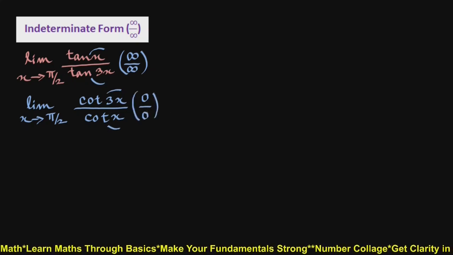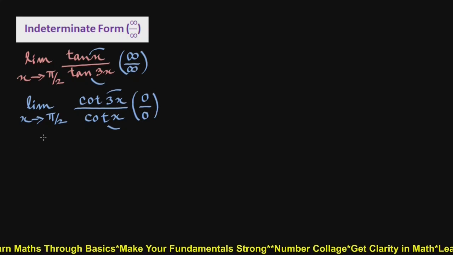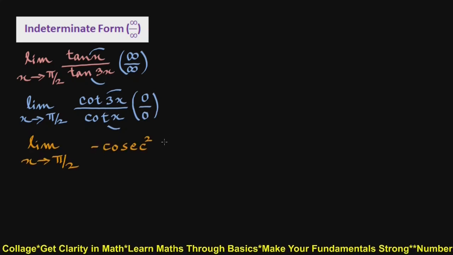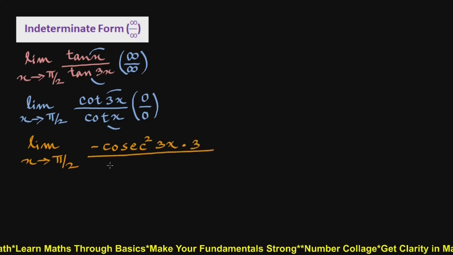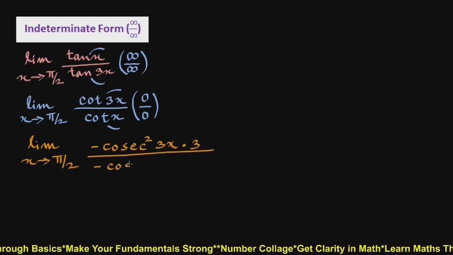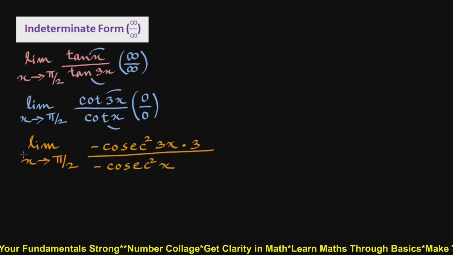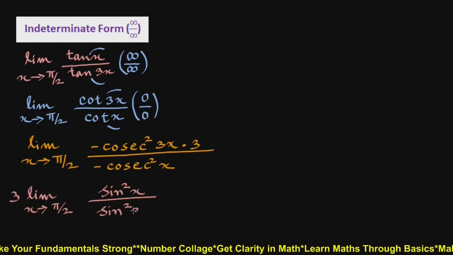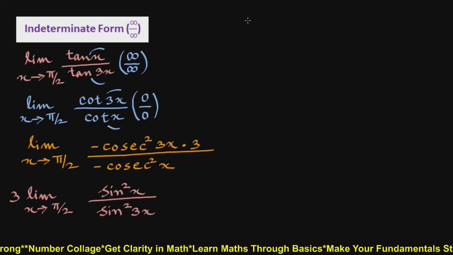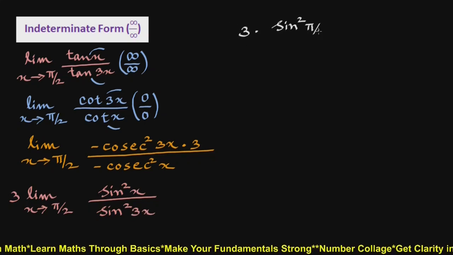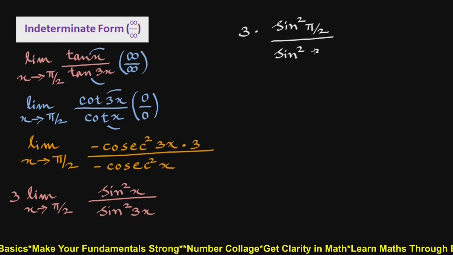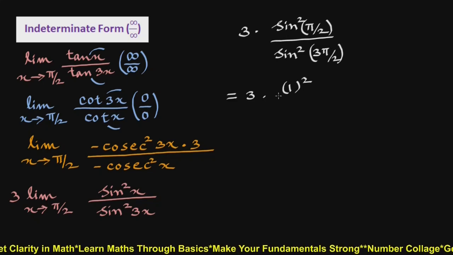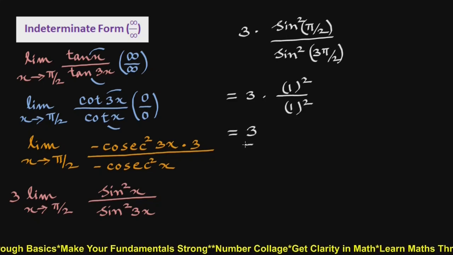Now we can apply L'Hopital's rule and write derivative of cot 3x, minus cosec square 3x into 3, upon derivative of cot x, minus cosec square x. We will rewrite this as sin square x upon sin square 3x. By taking limits, this will be 3 sin square pi by 2 upon sin square 3 pi by 2. This will be 3 times 1 square upon 1 square, 3. So this is the value of the limit.